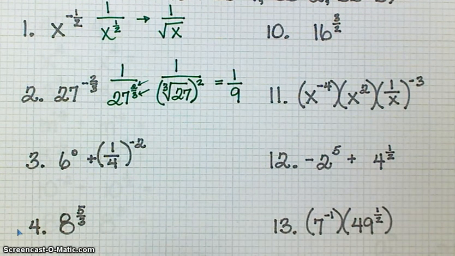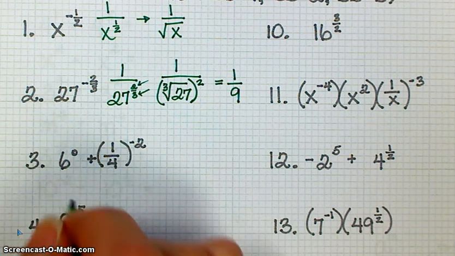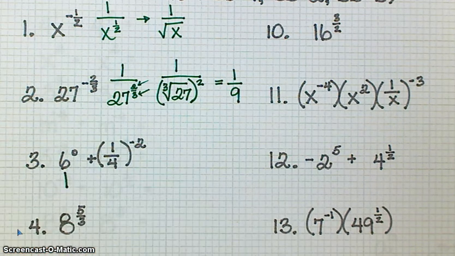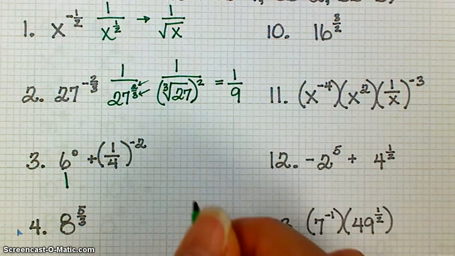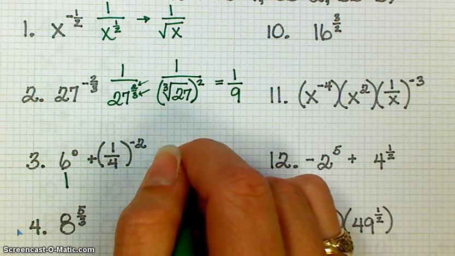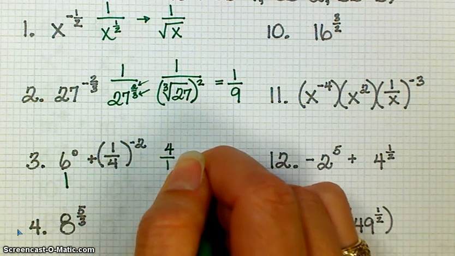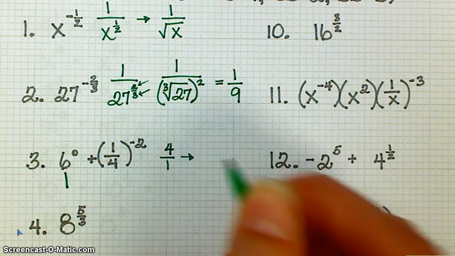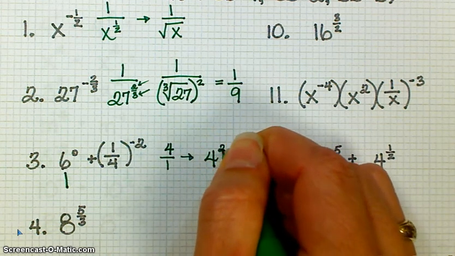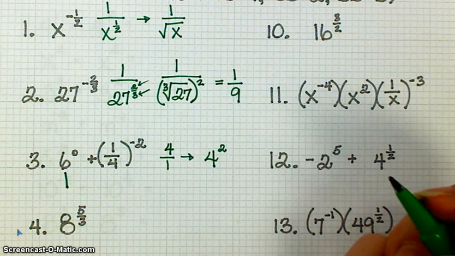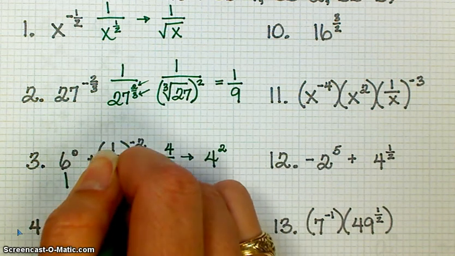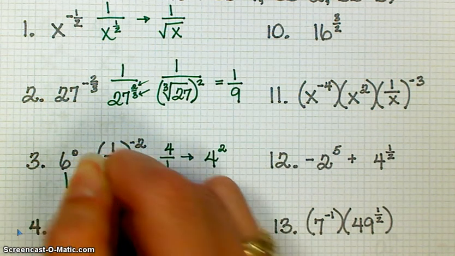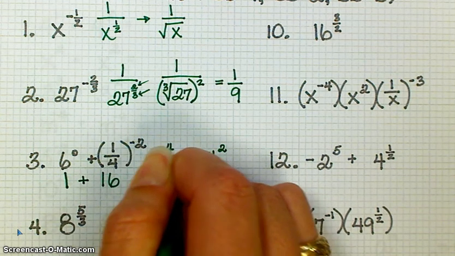Number 3, this says 6 to the 0 power, which is 1, plus 1/4 to the negative 2 power. Okay, so I'm going to work over here. 1/4 to the negative 2 power. I'm going to take care of that negative part of the exponent, meaning I'm going to flip this. 4 over 1, which really is just 4. Okay, so this is now 4 to the second power. And 4 to the second power means 4 times 4, which is 16. So all of this, when it's all said and done, is 16. So 1 plus 16 is 17.